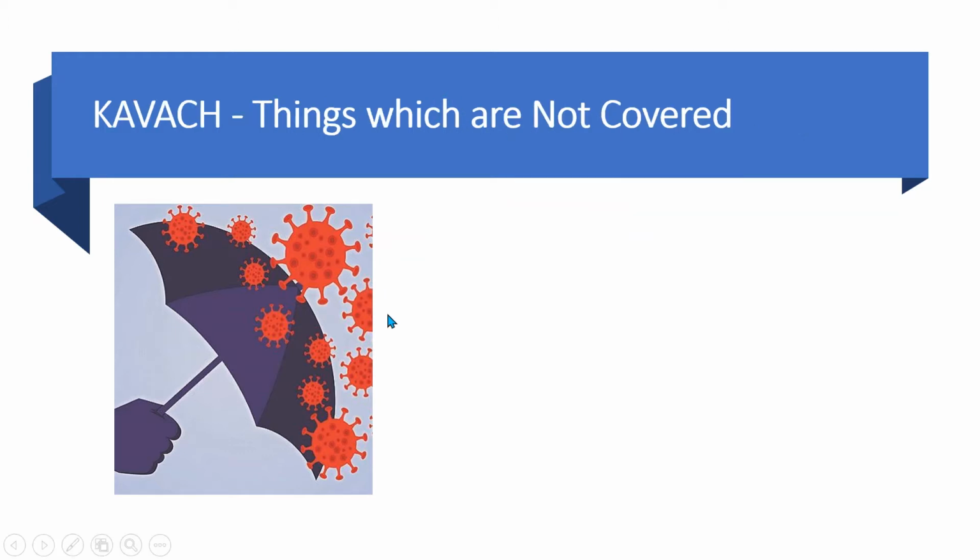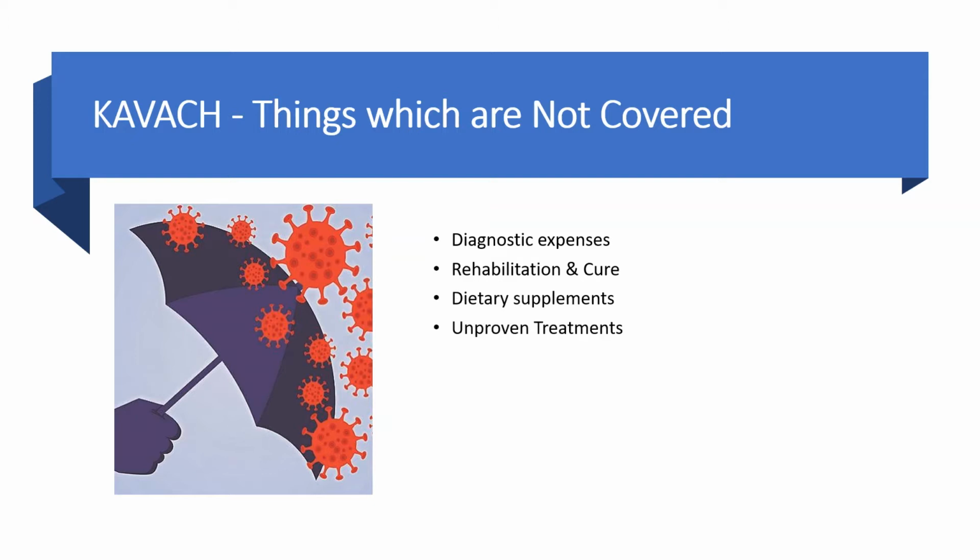Now we will discuss more about the things which are not covered. Any other disease apart from Corona is not considered in this policy. If you are following any treatment which is not authorized, then it will not be considered. If you are diagnosed at a non-authorized center, then also your claim will be rejected. Vaccination charges are not covered, so if any vaccine comes in, you will not get any reimbursement for that from this policy. Also, if you get diagnosed outside India, then this policy is not considered.